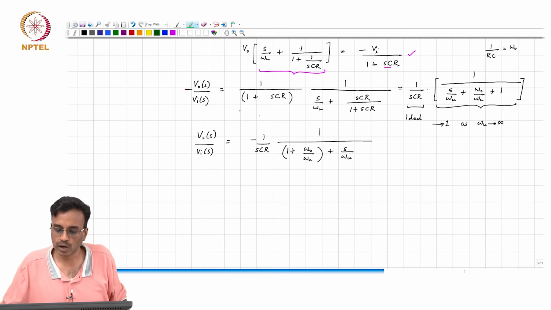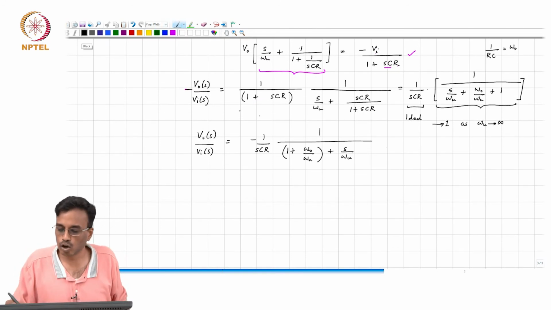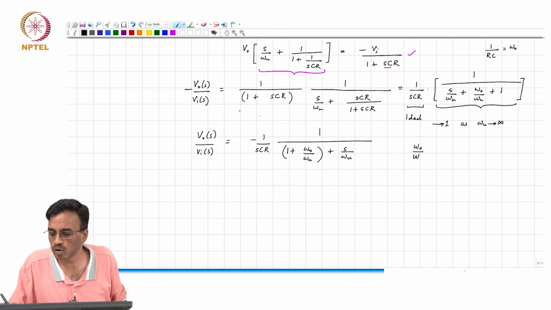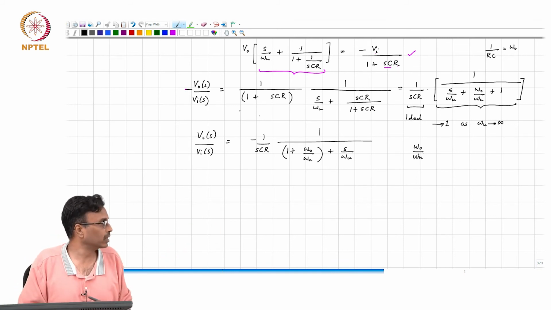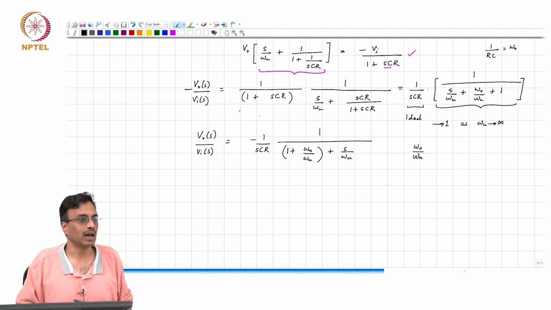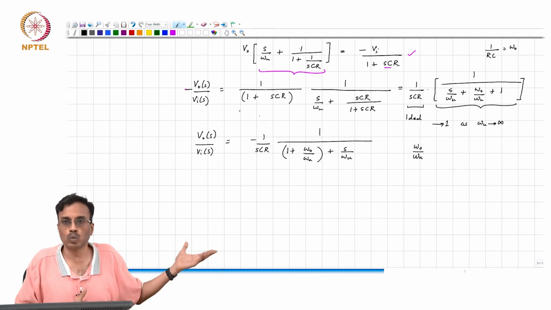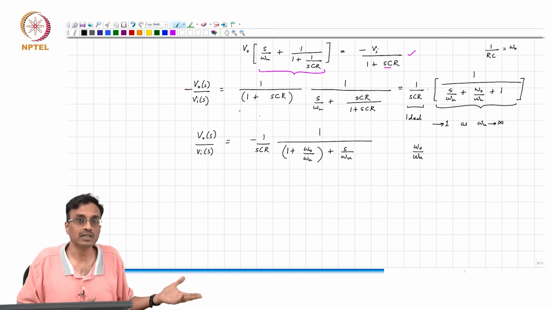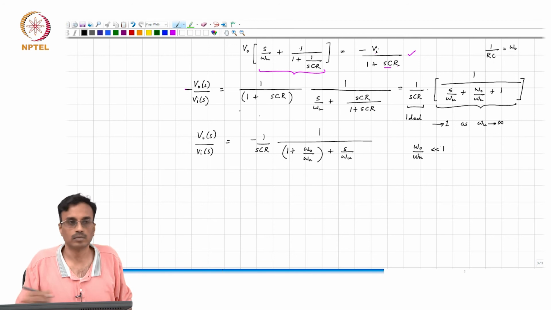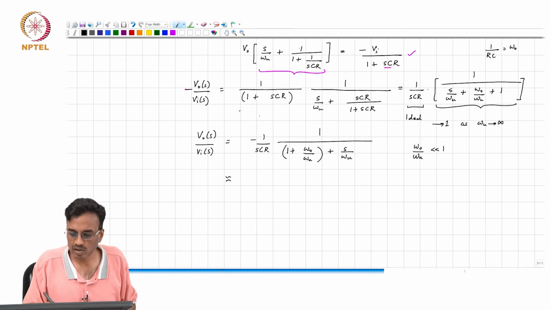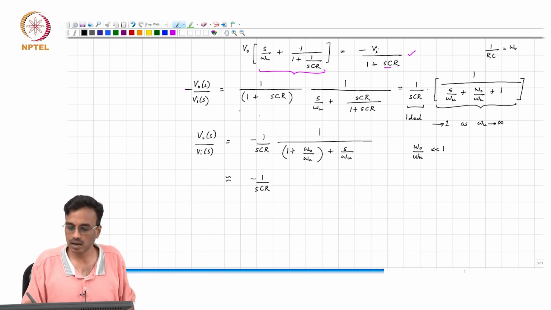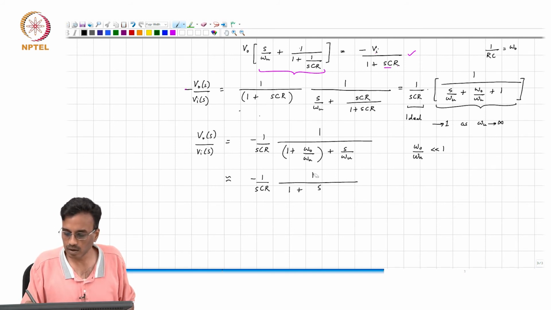So the argument therefore is that omega naught by omega u, without even going further, must be a number which is, what comment can we make about omega naught over omega u in comparison with 1? Much smaller than 1, correct? So you can approximate this as minus 1 by SCR, divided by 1 plus S over omega u.